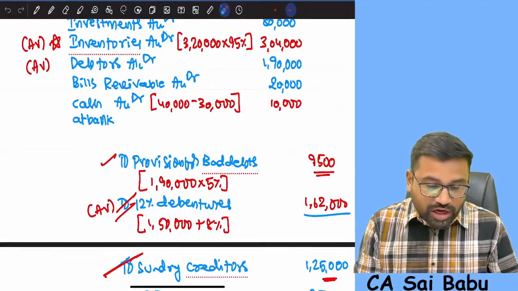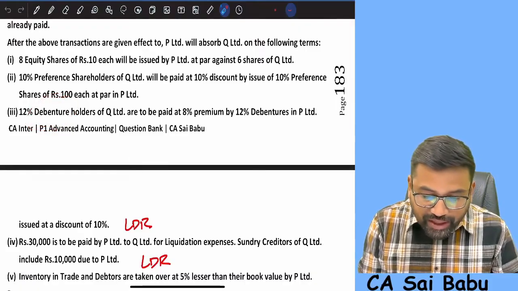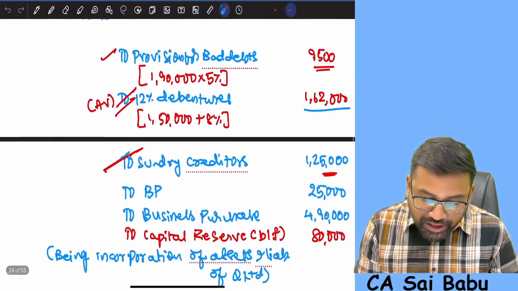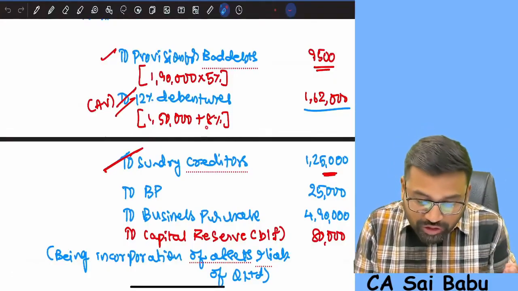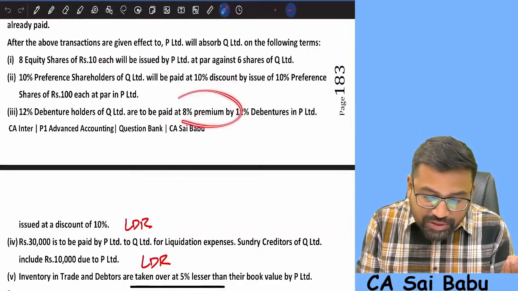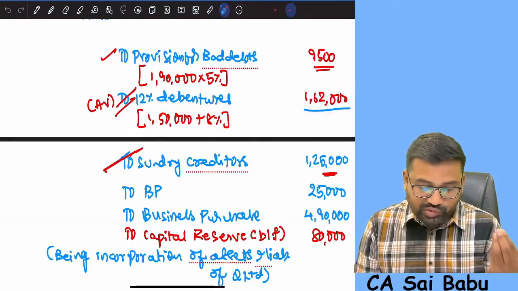Also in this question, one more important thing: debentures of Q Limited are paid at 8% premium. So even the debentures, whatever debentures are there in the transferor, we will incorporate at 8% premium in our books as the transferee, because we have taken debentures at 8% premium. So 1,50,000 plus 8%, 1,62,000.